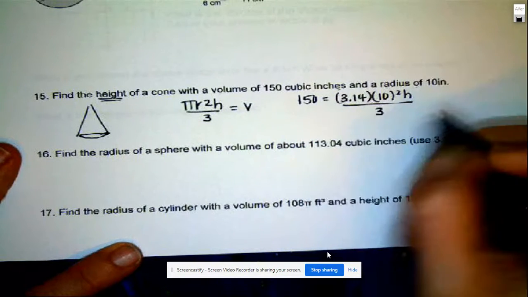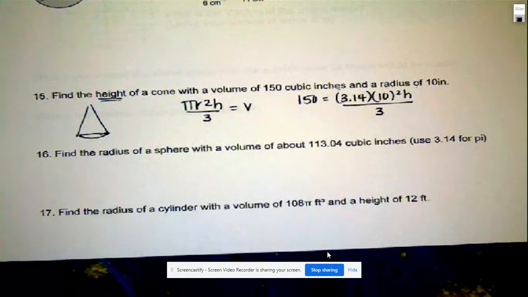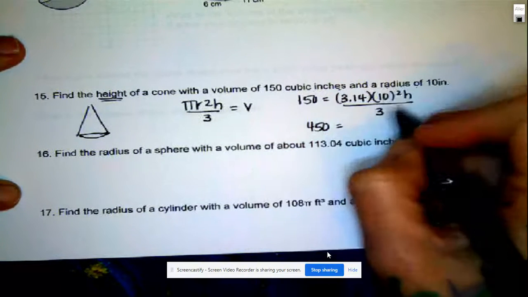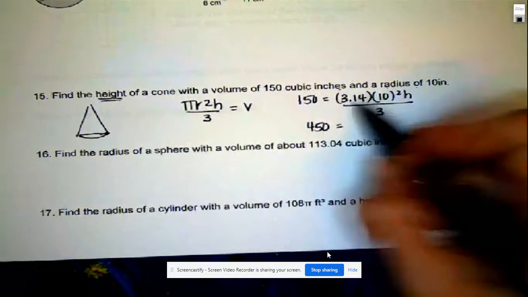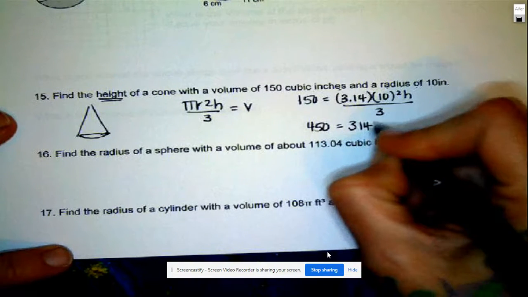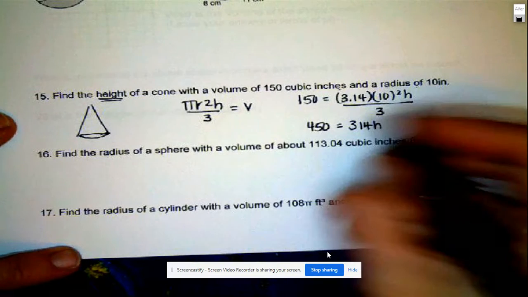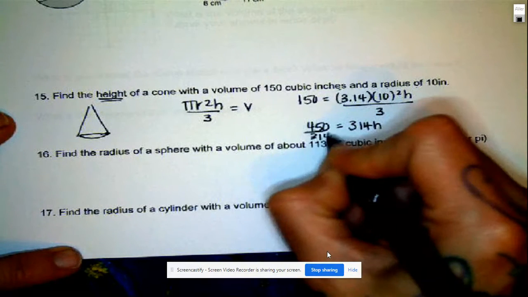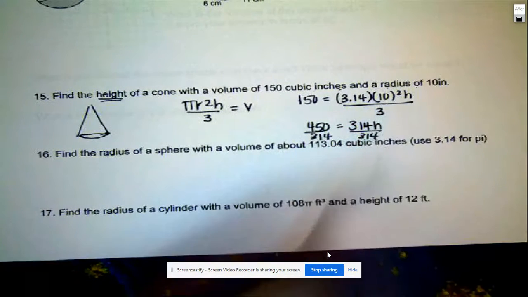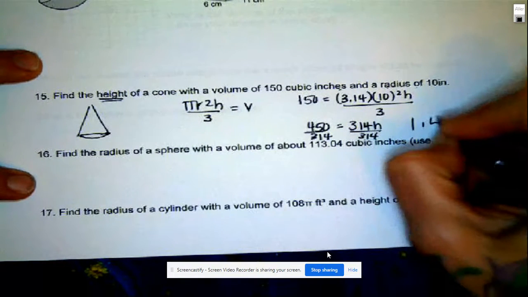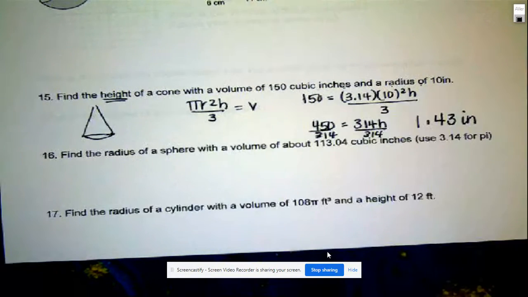Radius is 10. We don't know the height, and we're going to divide the whole thing by 3. I would go ahead and multiply that 150 by 3 to get it off the bottom, just to make it easy. So 150 times 3 gives us 450. So 450 equals 10 squared, which is 100, so that's really just going to give us 314 times h, because 100 times 3.14 is 314. So we're going to divide by 314. So 450 divided by 314, and our height is 1.43 inches. So he's a tiny guy.